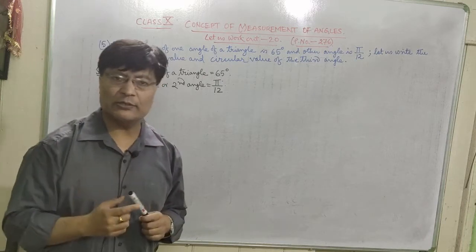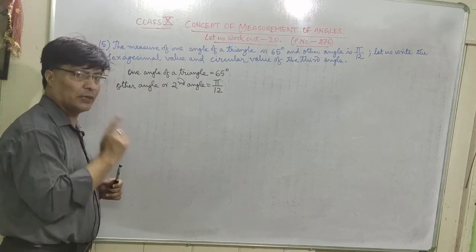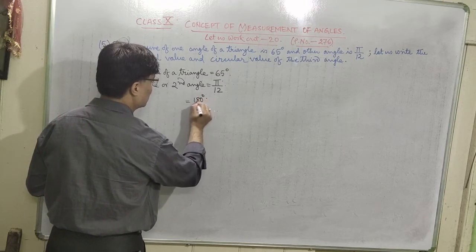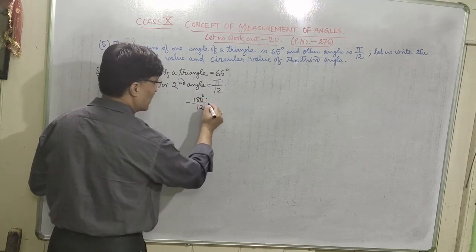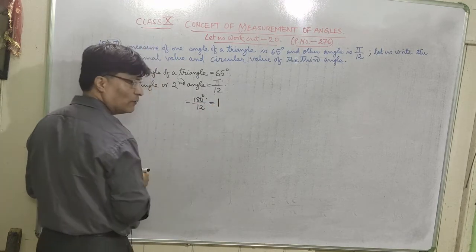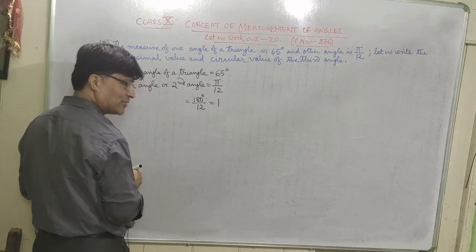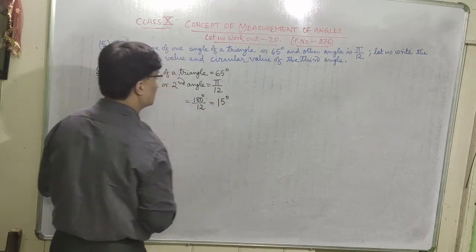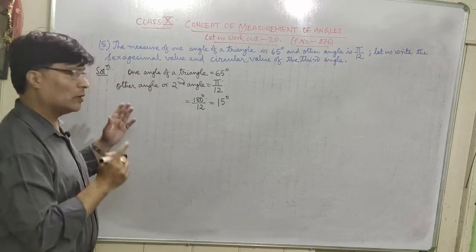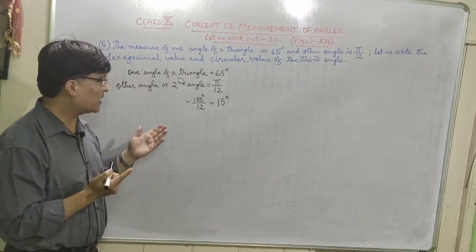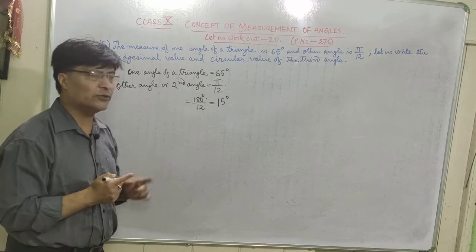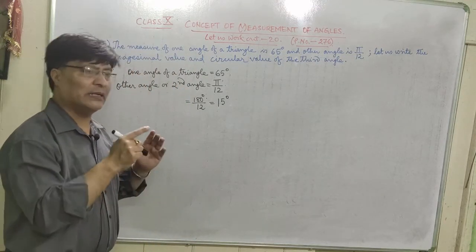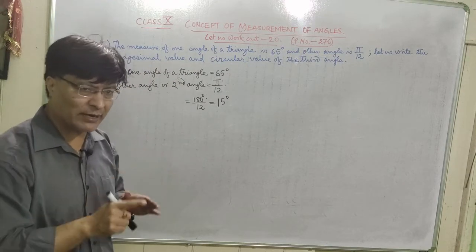So let us convert it into sexagesimal system, and you know that pi radian is equal to 180 degree, isn't it? 180 degree divided by 12. So you can cancel it. 12 ones are 12. What is 18 minus 12? 6, and it is 60. 12 fives are 60, so it is 15 degree. So we have found out the other angle or the second angle in terms of sexagesimal system, that is 15 degree.